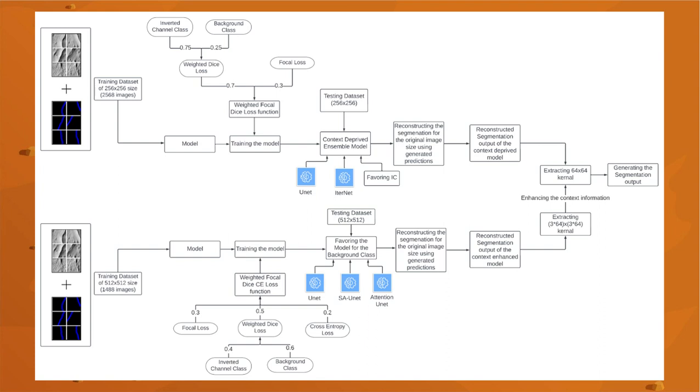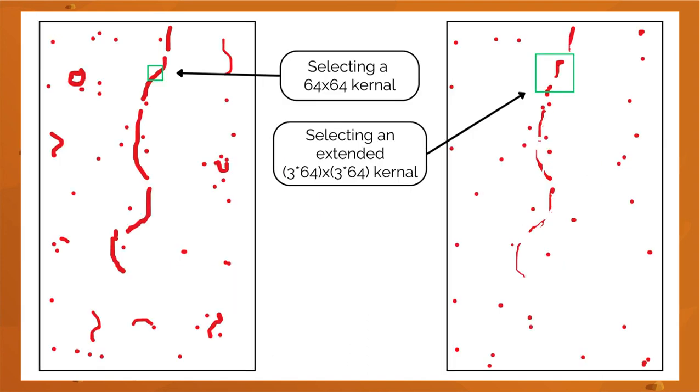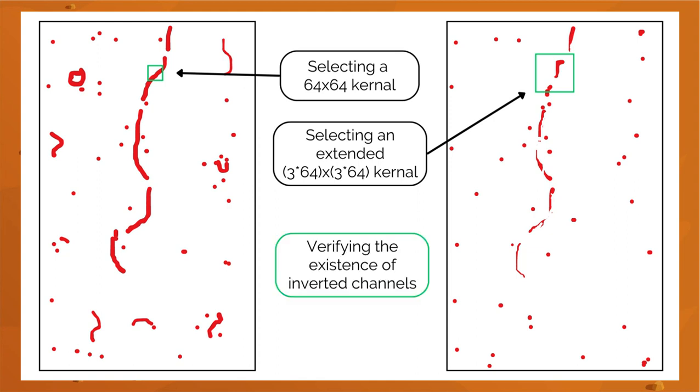Now, the two models have complementary strengths and weaknesses, and by combining these two approaches, we can extract the strengths of each model and produce more accurate results. To do this, we select a 64 by 64 kernel from the context-deprived segmentation model output and verify its segmentation with a 192 by 192 kernel from the context-extended model output.